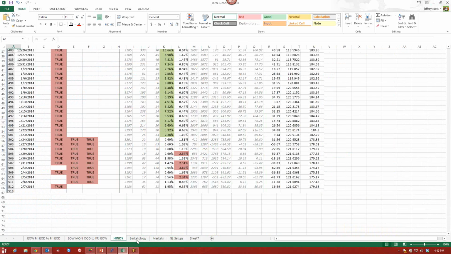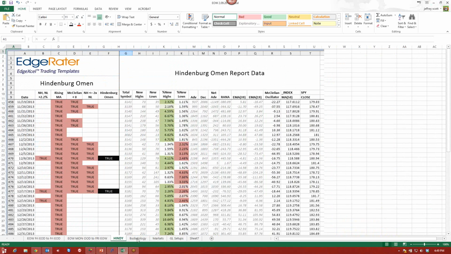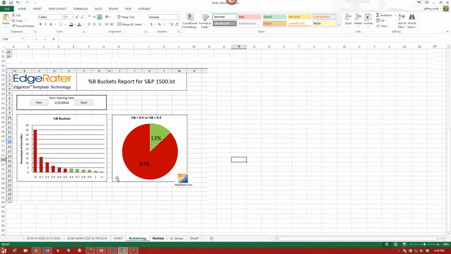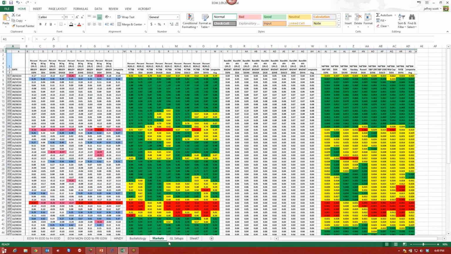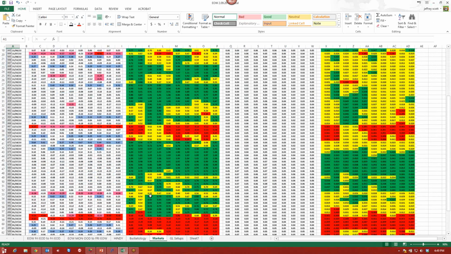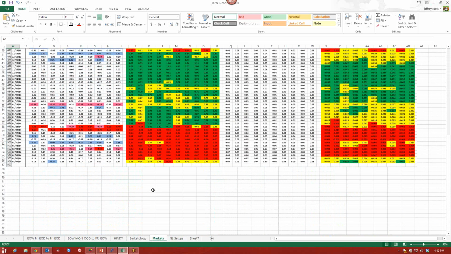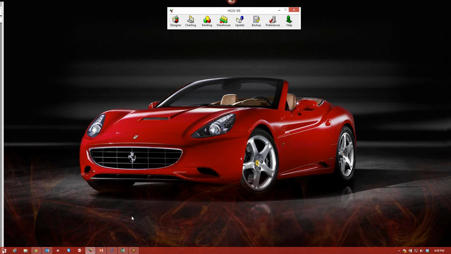These scans, the Hindi, the bucketology, the market analysis, are all done using EdgeRater, which automates a process that used to take me hours, and now it's something that I can get done in a relatively short period of time. So it's one of the reasons why I'm so enamored with EdgeRater. It just makes my life easier. What else do I want to look at here?